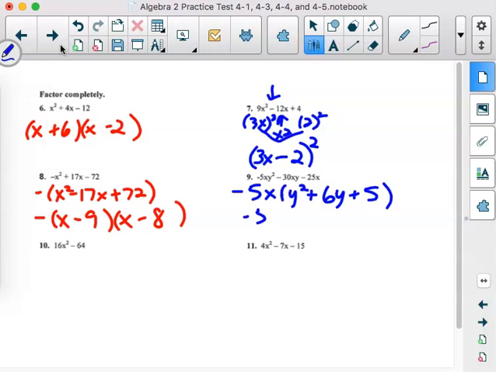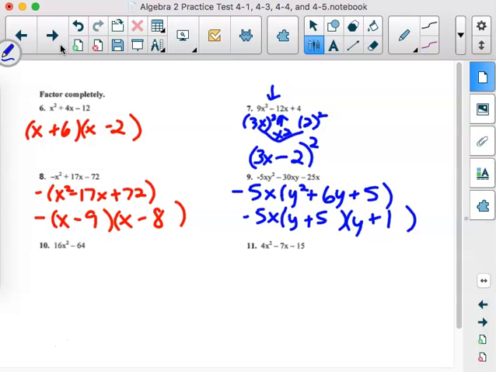Now, I might not be done. Not a perfect square trinomial. I know that because 5 is not a perfect square. So what I have to do is try to find two numbers that multiply to 5 and add to 6. Oh, that's 5 and 1. Factored completely. We have no more squareds anywhere in any of these for 6, 7, 8, and 9.